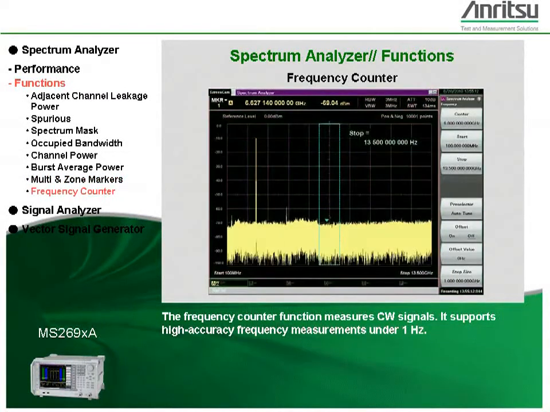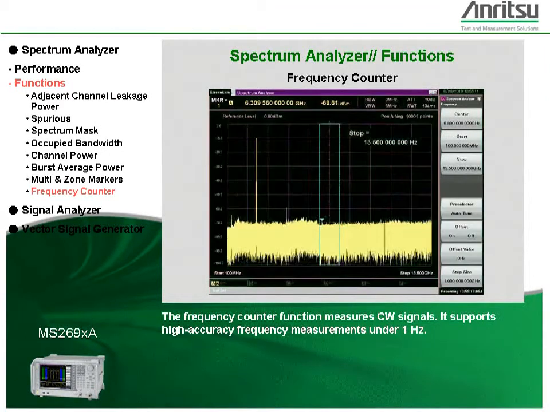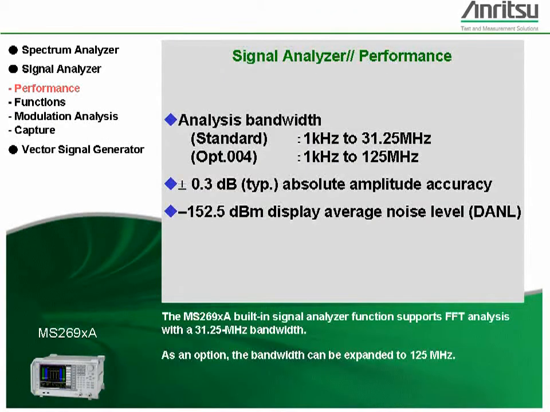The frequency counter function measures CW signals. It supports high-accuracy frequency measurements under 1 Hz. The MS2690xA built-in signal analyzer function supports FFT analysis with a 31.25 MHz bandwidth. As an option, the bandwidth can be expanded to 125 MHz.